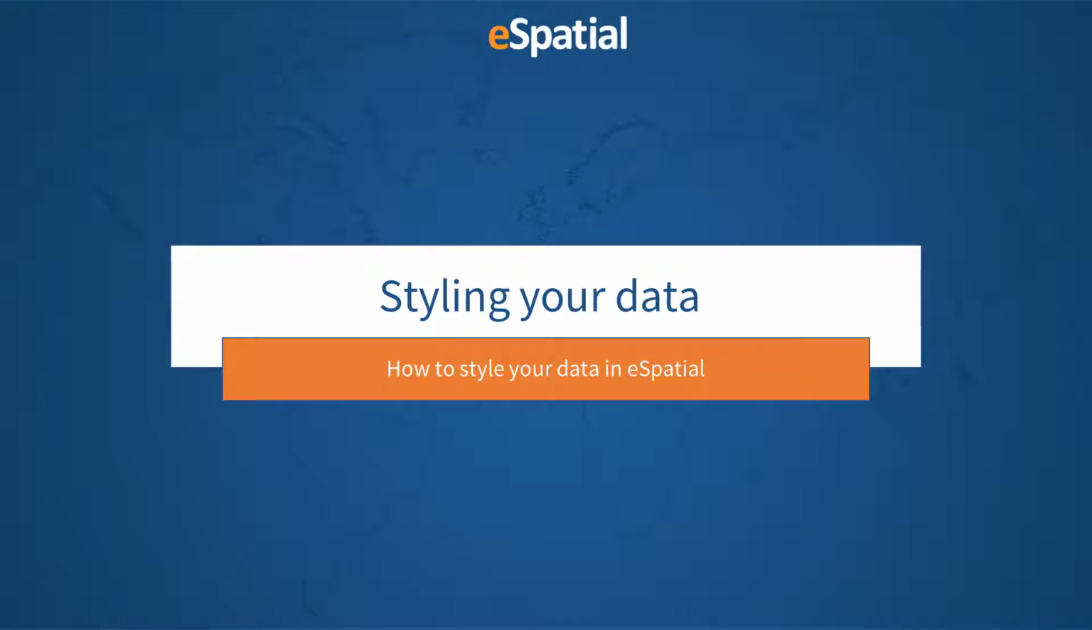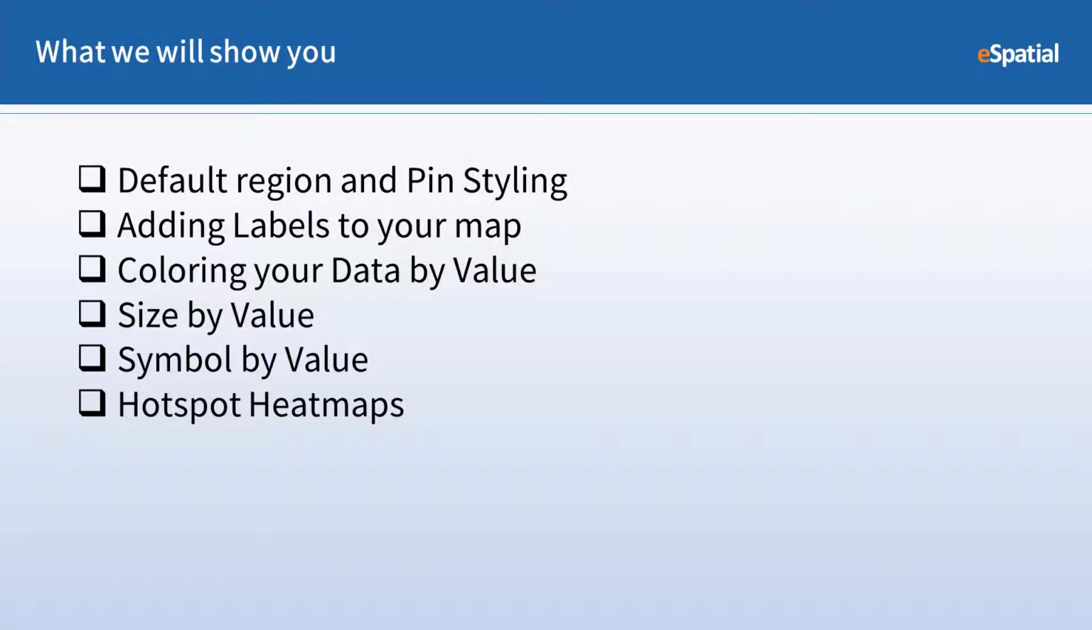This video will show you how to style your data in eSpatial. In this how-to video, we will cover pin and region styling, adding labels to your map, colouring your data by value, size by value, symbol by value, and hotspot heat maps.